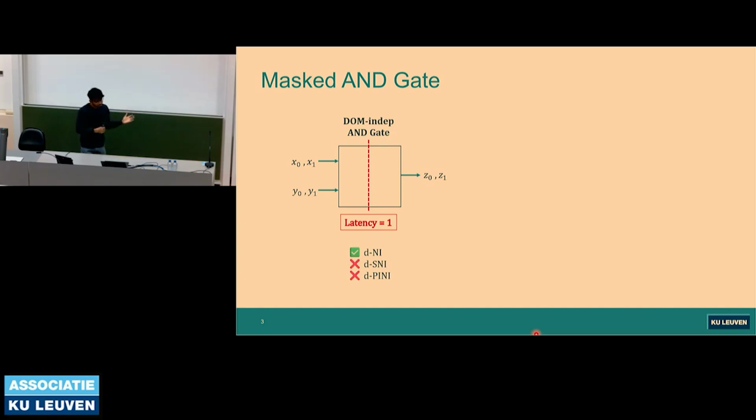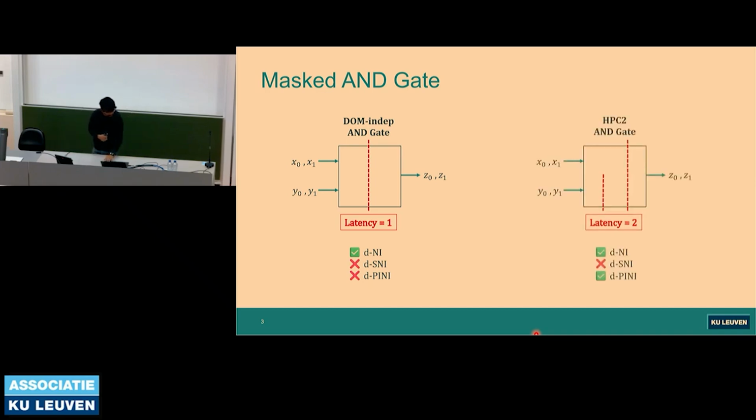Because of that, in recent years, a few security notions have become popular, like the PINI one. But they always come with some extra costs. If you have a PINI AND gate, like the HPC2 gate, which is PINI, you can compose them however you want. You are guaranteed to get a secure circuit. But you always pay a small or large cost, like a latency increase, or for HPC3, I think, you increase the randomness, and generally it's costlier in terms of area.